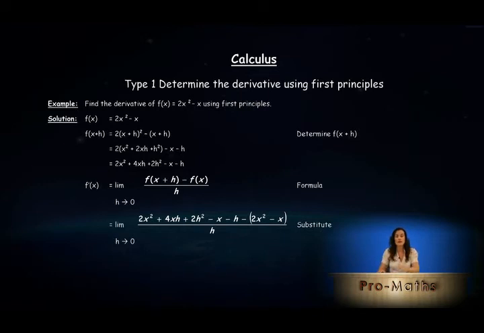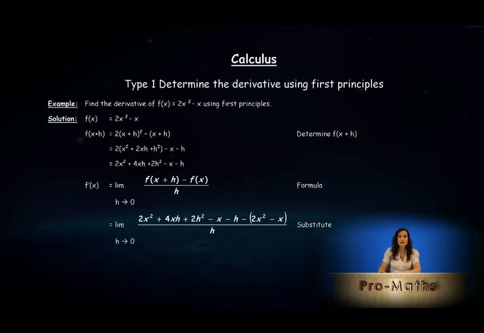So it's going to be, remember to keep your limits going all the way down, so it's equal limits as h approaches 0, 2x squared plus 4xh plus 2h squared minus x minus h. Remember that was my f of x. Minus, and I put my f of x in brackets. You need to put it in brackets because of the minus sign in the front. So it's 2x squared minus x. The whole thing is still over h.